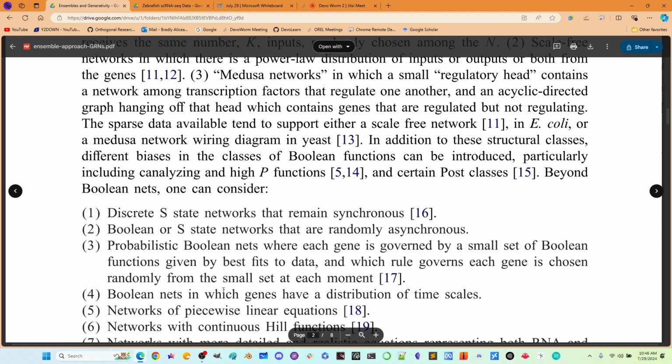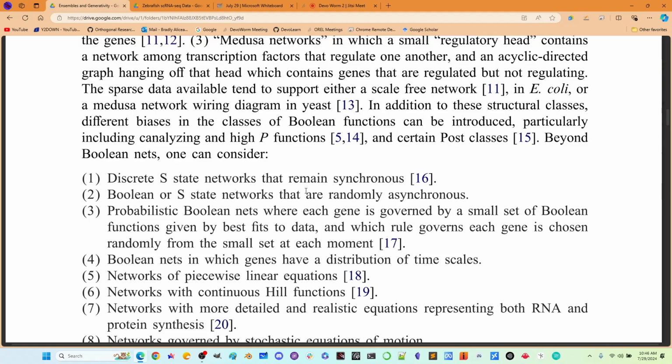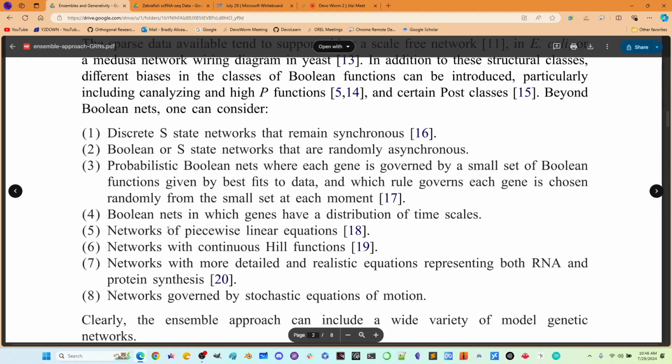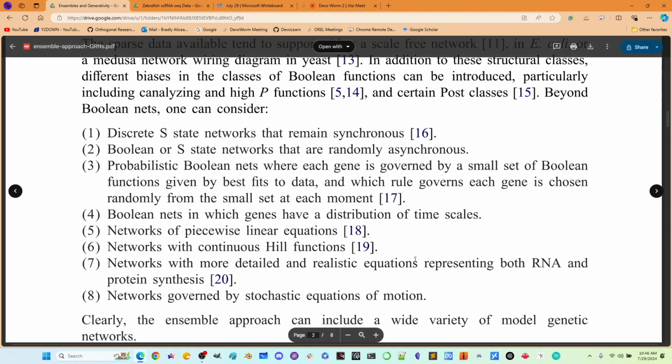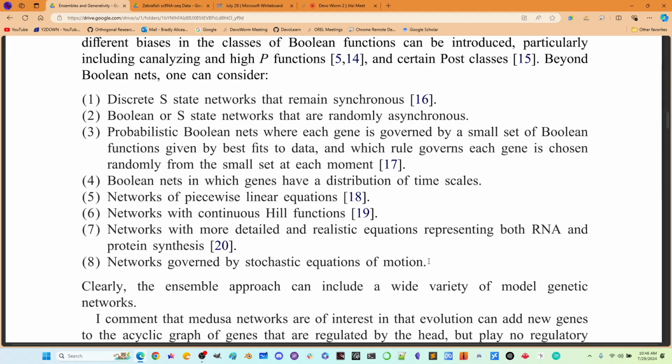Beyond Boolean nets, one can consider discrete S-state networks that remain synchronous, Boolean or S-state networks that are randomly asynchronous, probabilistic Boolean nets, Boolean nets in which genes have a distribution of timescales, networks of piecewise linear equations, networks with continuous cell functions. So these are equation-based networks, or governed by equations. Networks with more detailed and realistic equations representing both RNA and protein synthesis. And then finally, networks governed by stochastic equations of motion. So the ensemble approach can include all these different types of genetic networks.